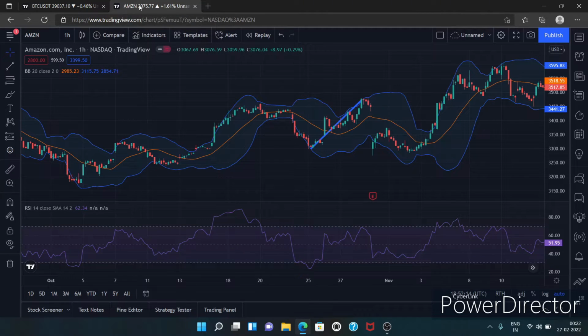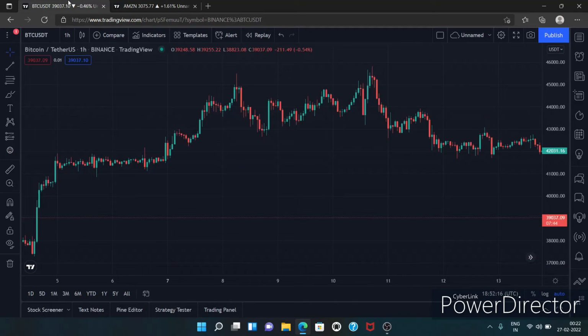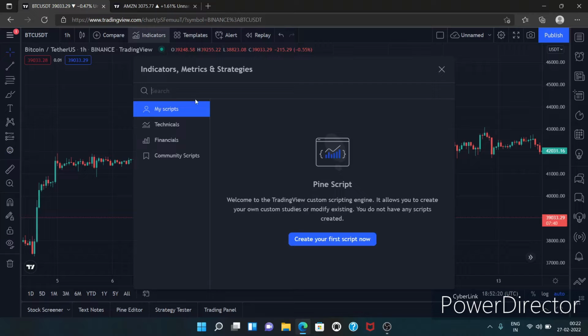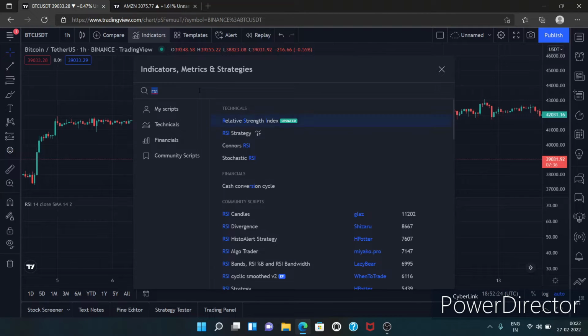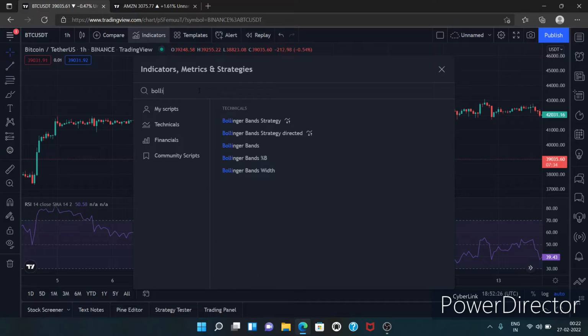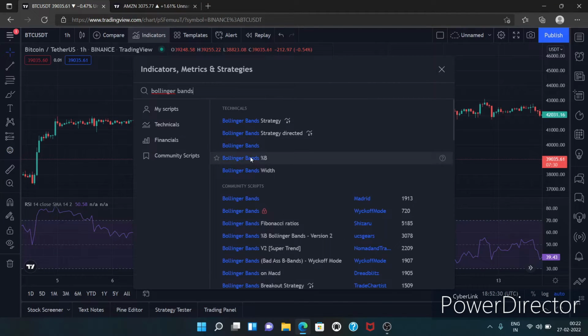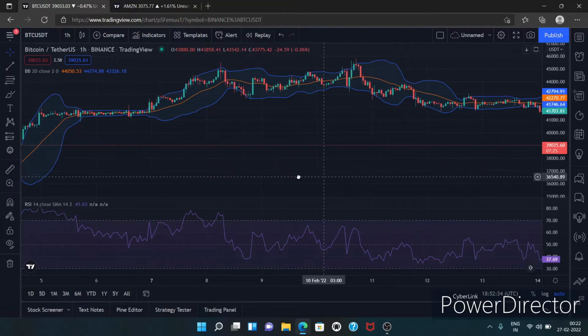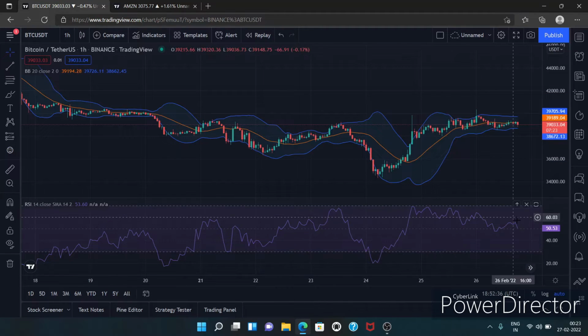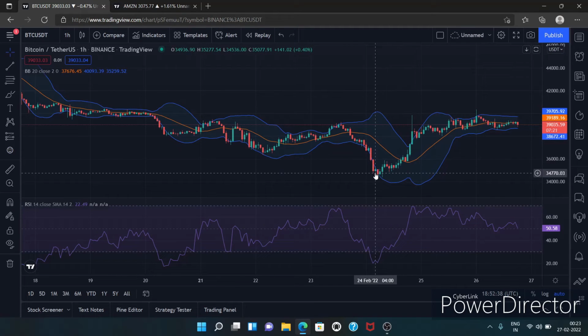Checking it on another chart, we will be doing it for Bitcoin. The same thing, a fresh chart, we will be inserting RSI and Bollinger Bands. We will be doing the same thing. We will be identifying the trading points, the points where the two conditions are fulfilled.